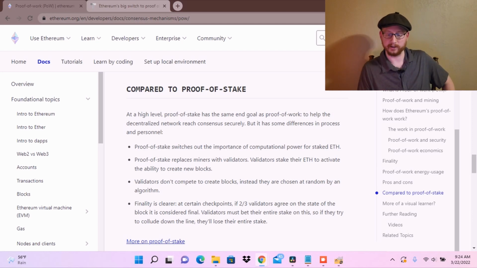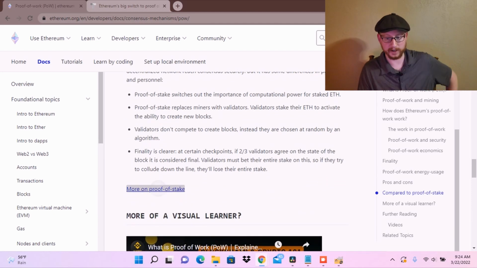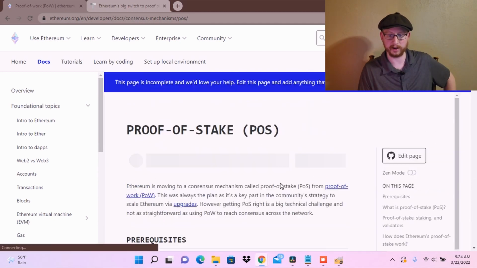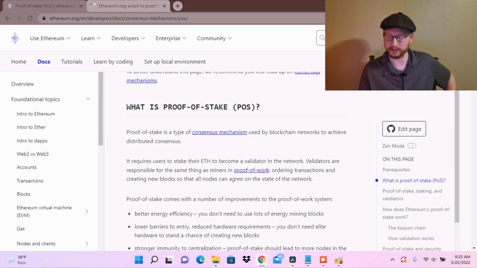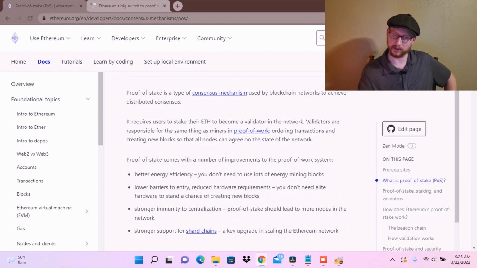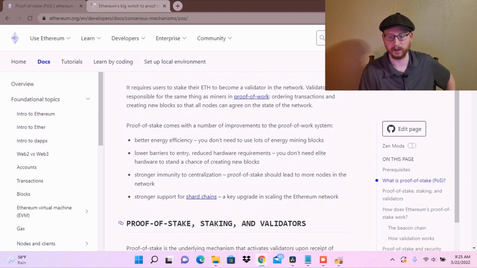Finality is clear at certain checkpoints. If 2/3 of validators agree on the state of the block, it is considered final. Validators must bet. This is them putting forth their Ethereum, their entire stake, on this. So if they try to collude down the line, they lose their entire stake.